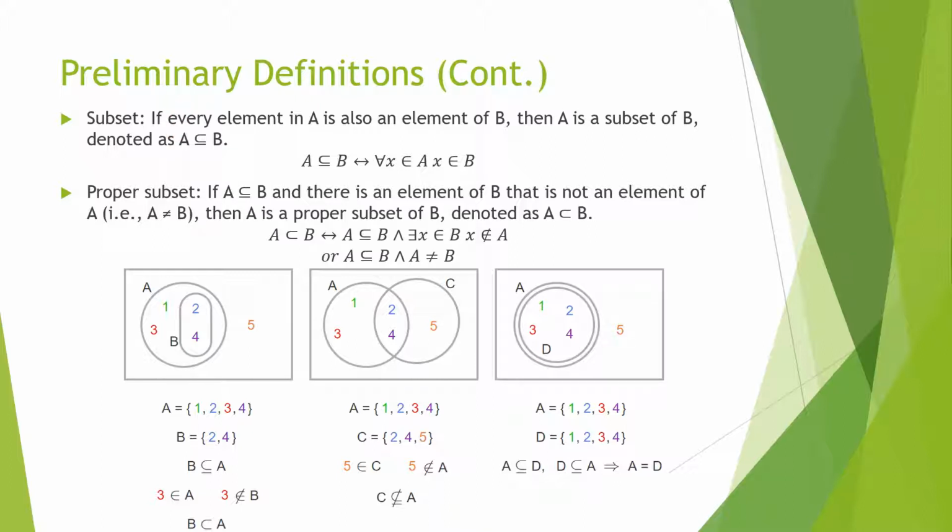Basically, we can formally define the relation in the following way. We can say A is a subset of B if and only if for every element X in A, X has to be in B too.